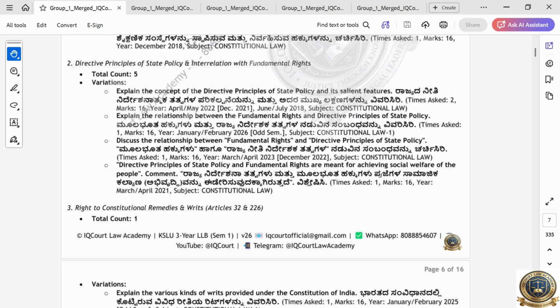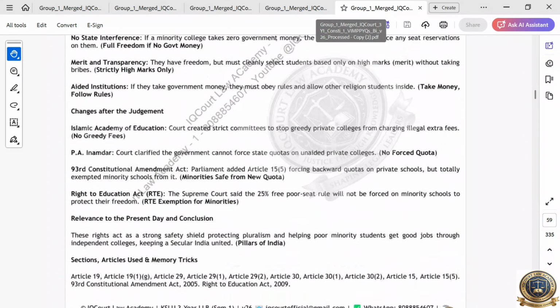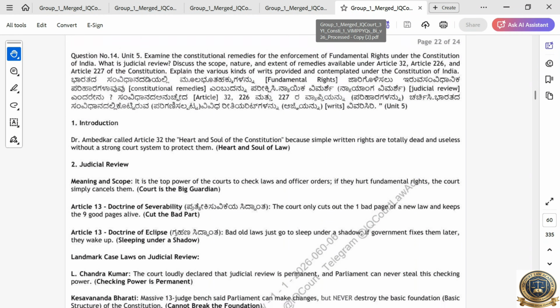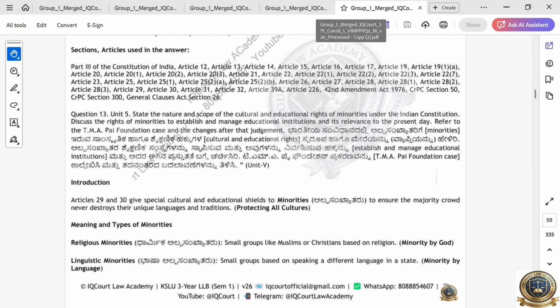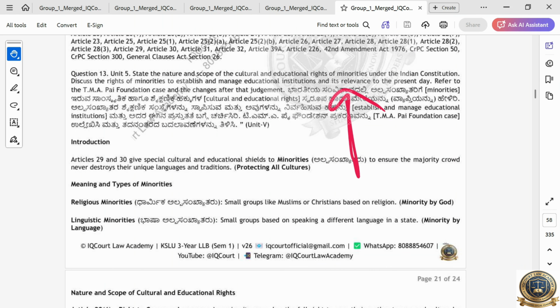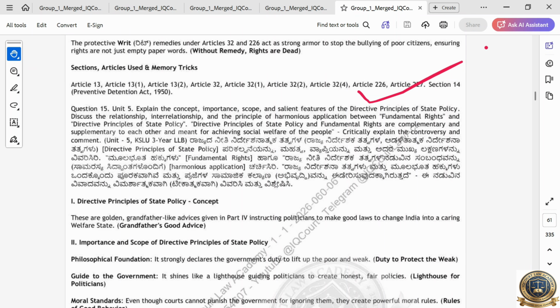Fundamental rights and directive principles. Everything we have explained in our study material in a simplified manner with all the sections and articles. This is the way we have prepared our study materials. This is related to minorities. See, we have covered everything. This is unit number 5, question 15. Explain the concept and important scope and salient features of the directive principles of state policy.